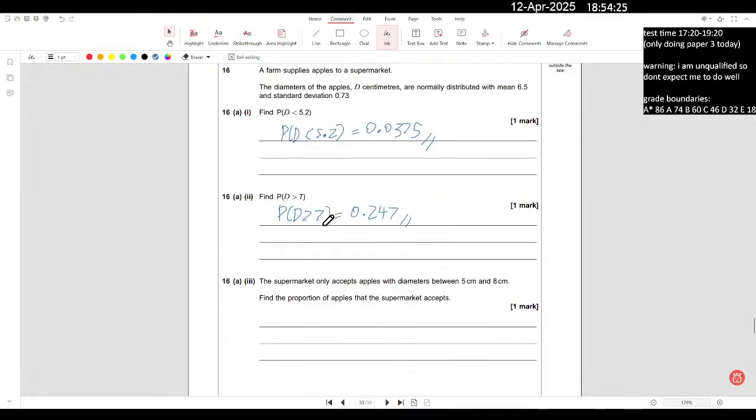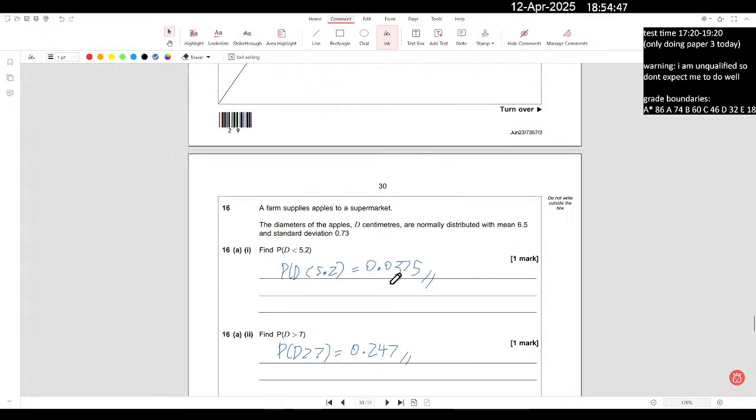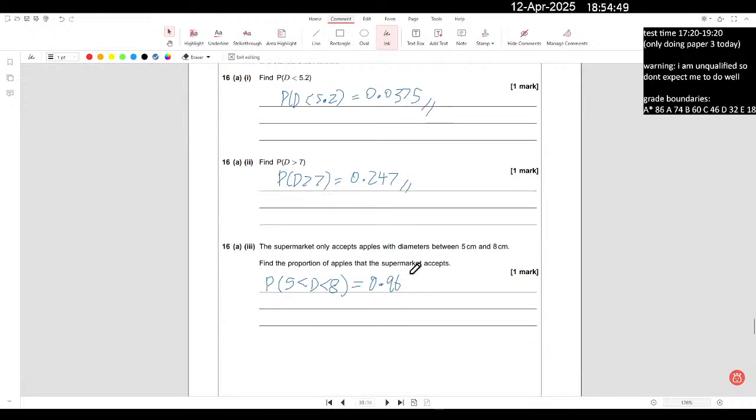The supermarket only accepts apples with diameters between 5 and 8 cm. Current proportion of apples that the supermarket accepts, so D between 5 and 8. Let's use the calculator again. 0.960. Oh, they want proportion though. So 96.0%.